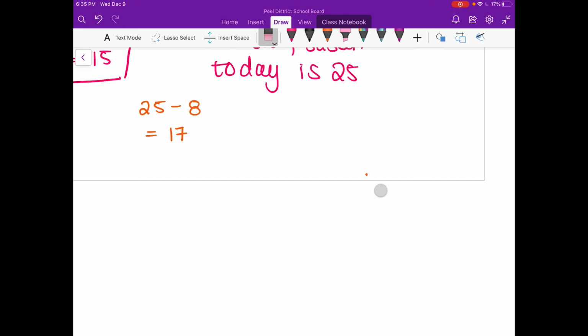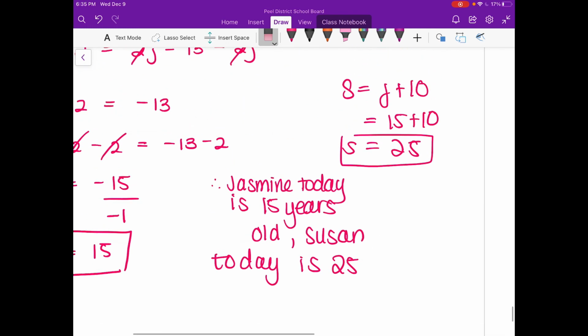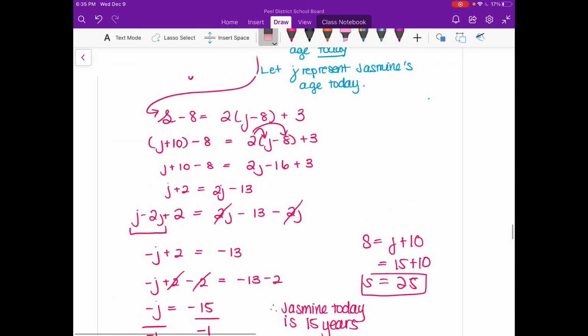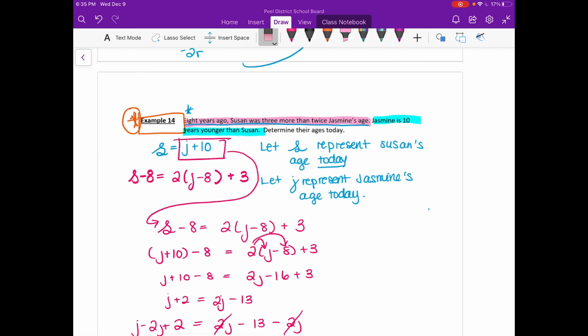You just got to make sure you get their age 8 years ago first. Okay? And I hope that makes sense. This one was actually really hard. Even I found it hard. So just be careful because sometimes the wording is what gets people. So just make sure you read the question carefully. Okay? And those are the 2 questions that were left.